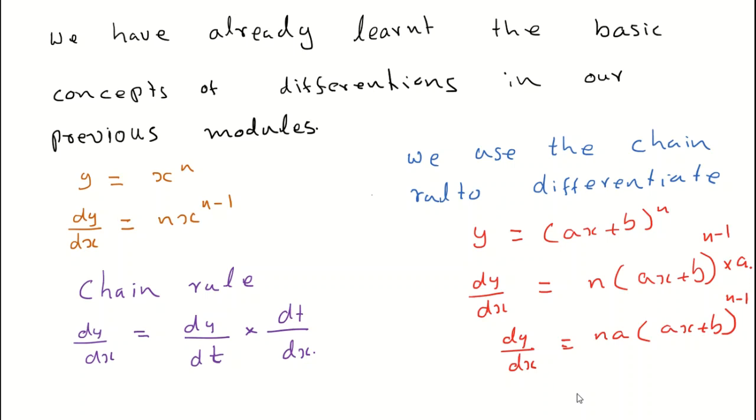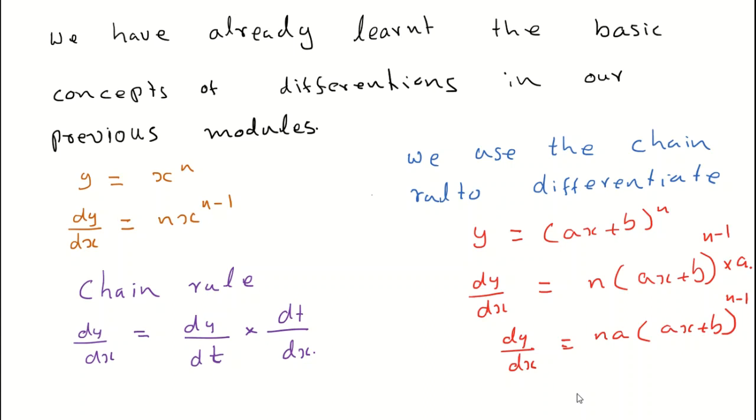Children, we've already learnt basic concepts of differentiation. If y equals x to the power n, then the differentiation of this is dy over dx equals n x to the power n minus 1. And we have already learnt the chain rule: dy over dx is equal to dy over dt into dt over dx.